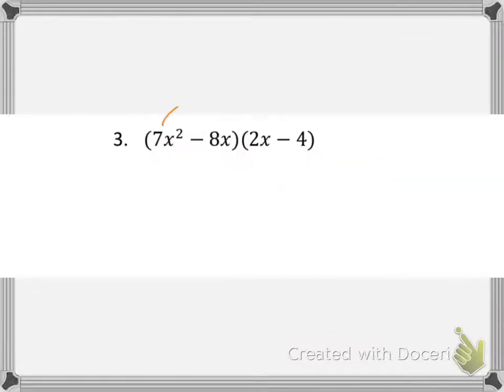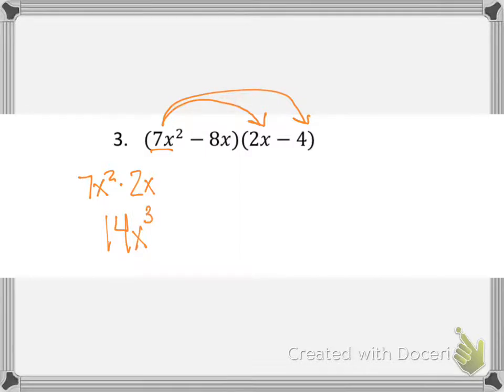Number 3, we're going to continue with the same process. I'm going to distribute that first term to both pieces in my second polynomial. So 7x squared times 2x, which is 14x to the third, and 7x squared times negative 4, which is negative 28x squared.